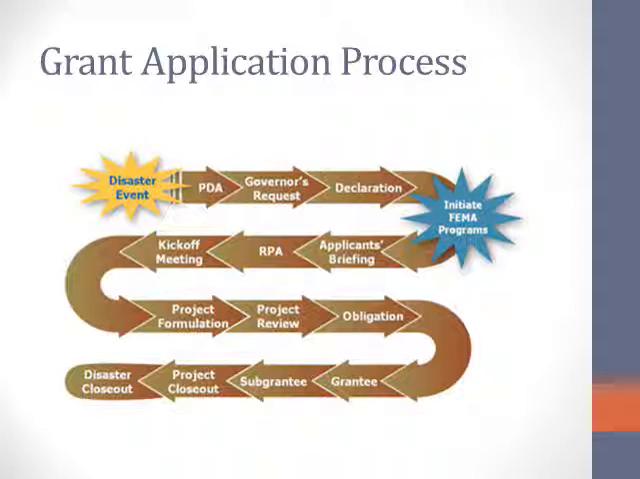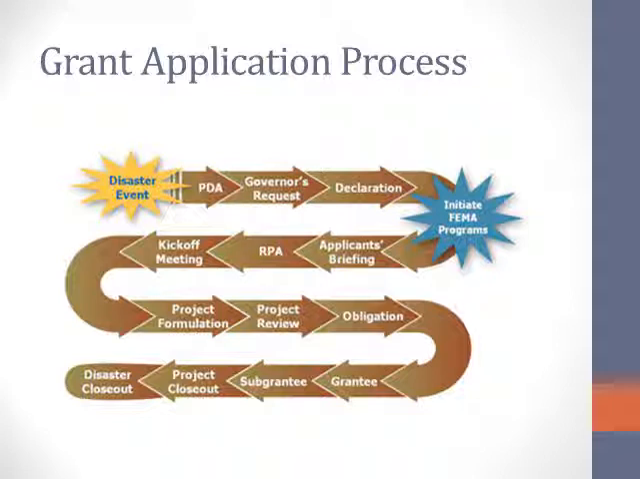Next, the governor of the affected state must submit a request to the President to make a declaration that an area has been stricken by a disaster. The Stafford Act requires that all requests for a major disaster declaration must be made by the governor of the affected state.